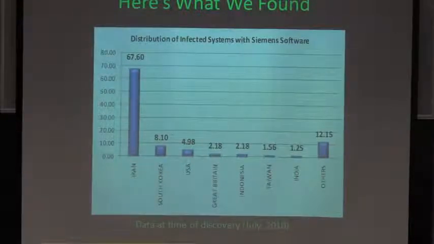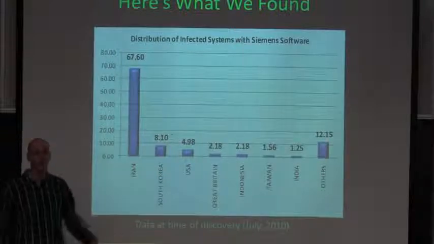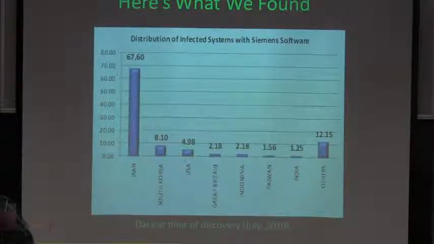And here you go, another slide. In Iran, these are systems infected that had Siemens software. So this is a case where the threat actually found its way onto an industrial control system, not just anyone's computer, but a computer that actually did control industrial hardware. And you can see most of the machines were in Iran. So did it succeed? Well, indications are that it did.